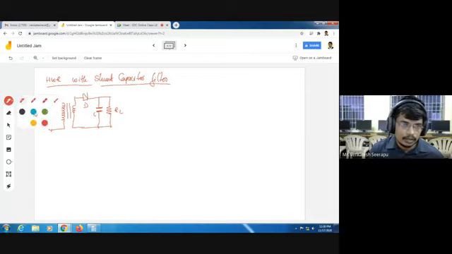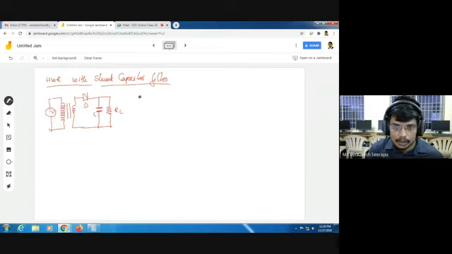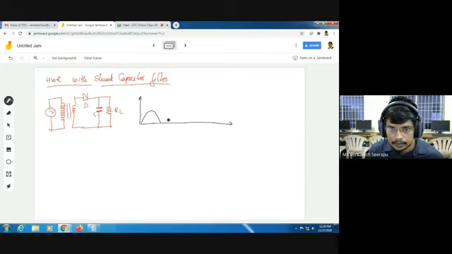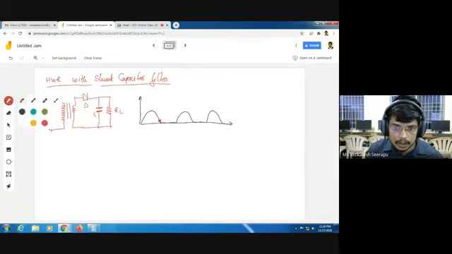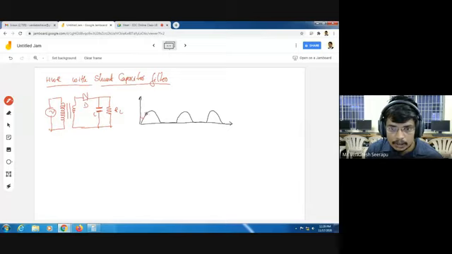Now I will draw the output waveform of a half-wave rectifier. All of you know this is the output waveform of a half-wave rectifier without filter. And here I am using a shunt capacitor. All of you know that a capacitor charges and discharges. So this is the output waveform.